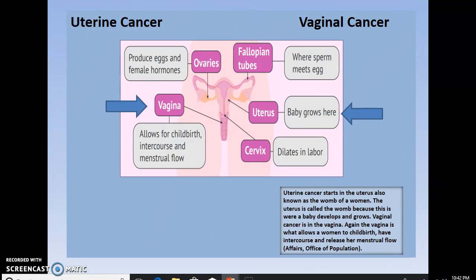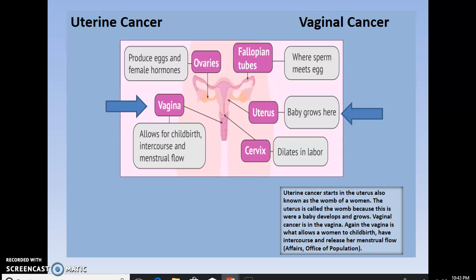So we've also got uterine cancer and vaginal cancer. Uterine cancer starts in the uterus. Another word for that is the womb. They call the uterus the womb because this is where the baby develops and grows. I don't know if you're familiar with the word womb. It actually means home, and it was also in the Bible, womb meant home as well. Just food for thought kind of thing.